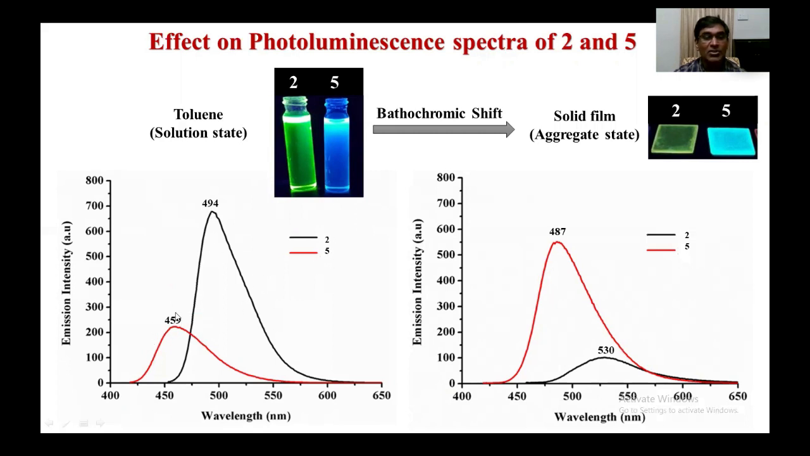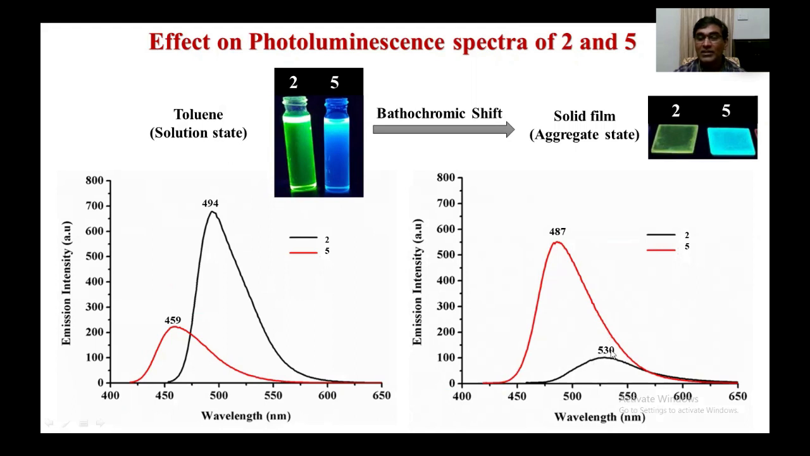But when you prepare its solid film, the molecules come close to each other, get aggregated, and in that aggregated state, the fifth molecule having carbazole donor, a rigid carbazole heterocyclic moiety, becomes a strong emitter, and you can see very nice emission at 487 nanometer. And the second molecule having the diphenylamine unit emits at 530, that is in the green region. You can see here the solid film emission pictures of these 2 and fifth molecule.